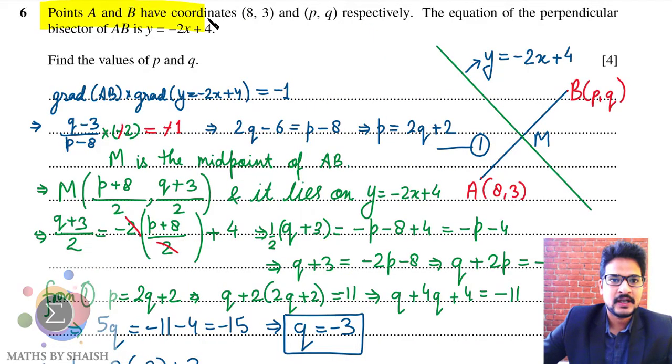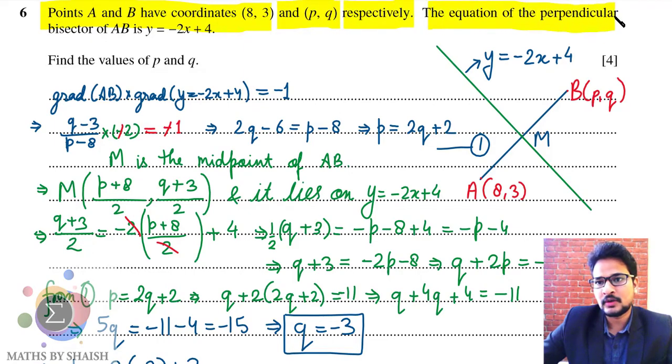Now here's the sixth question. Points A and B have coordinates (8, 3) and (p, q) respectively. The equation of the perpendicular bisector of AB is y equals minus 2x plus 4. Find the values of p and q. Since it is given that the equation of the perpendicular bisector of AB is y equals minus 2x plus 4, we can see the scenario here.